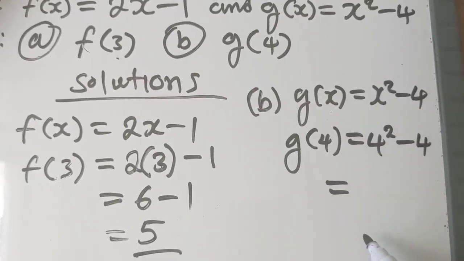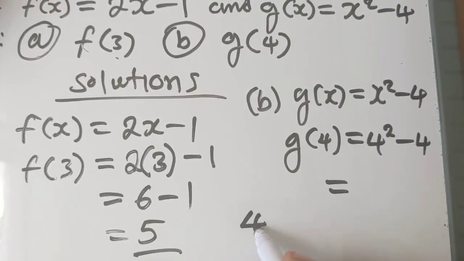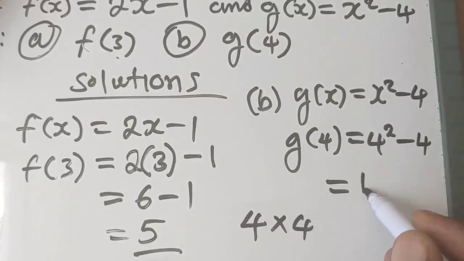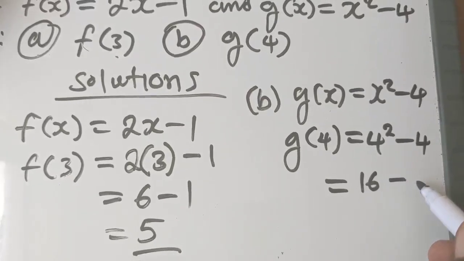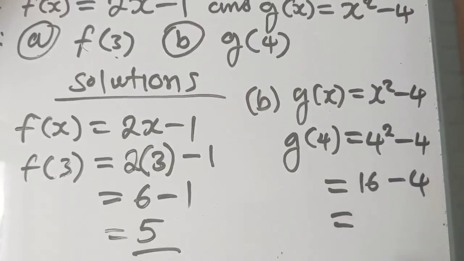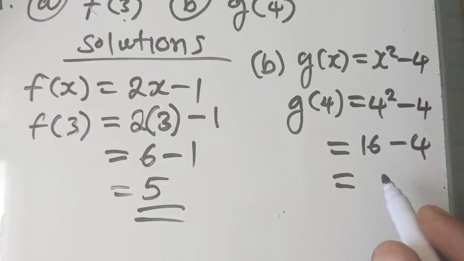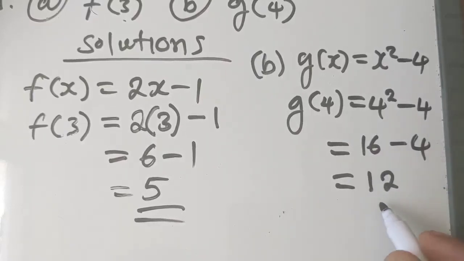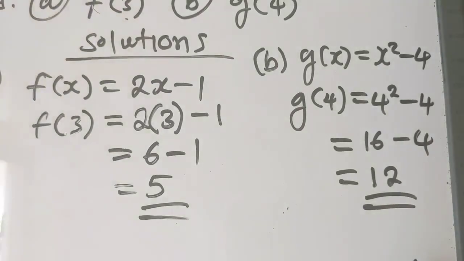So here we'll say that 4 squared is just the same as 4 times 4. So what is 4 times 4? You find that it is 16. So you put 16 like that. 16 minus 4. So what is 16 minus 4? You find that the answer is 12. So this is the answer to that question.